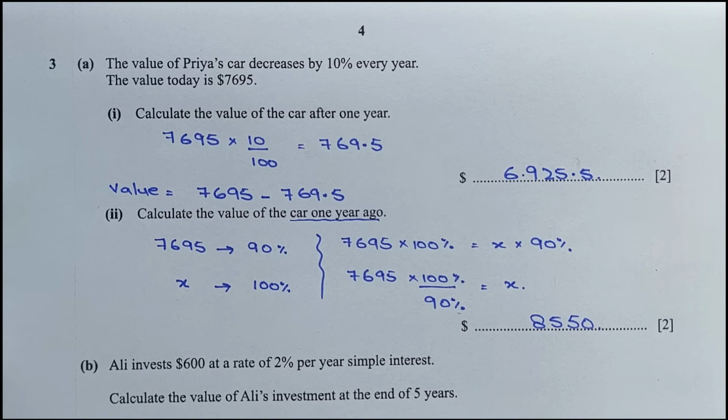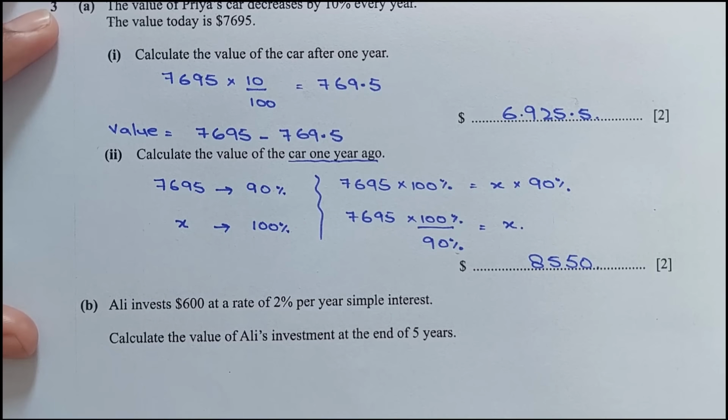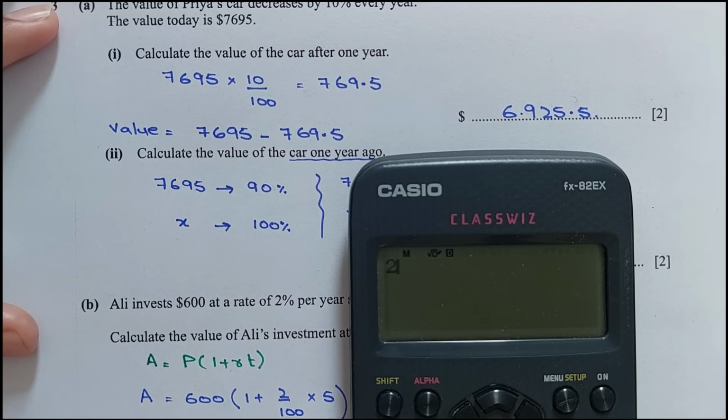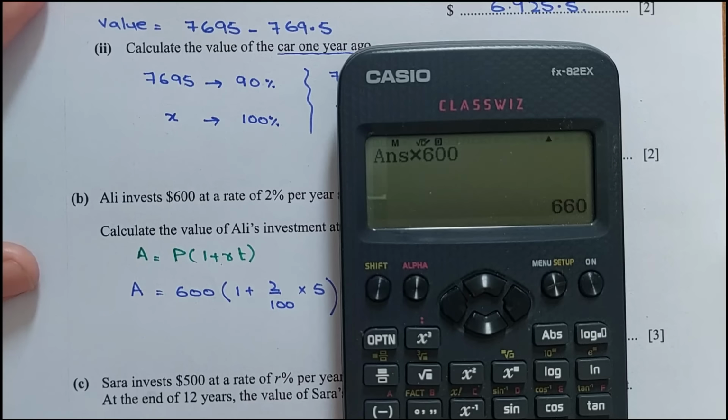Now for part B, Ali invests $600 at a rate of 2% per year simple interest. Calculate the value of Ali's investment at the end of 5 years. So this is simple interest, so we have to use the formula for simple interest: A equals P times 1 plus RT. The investment P is 600, A we have to calculate. 1 plus the interest rate is 2% and the time is 5 years. Just simplify: 2 out of 100 times 5, add 1, times 600. 660 is the value of his investment.